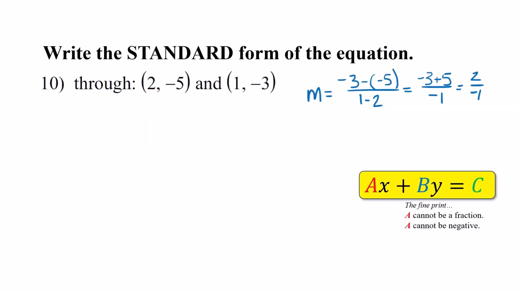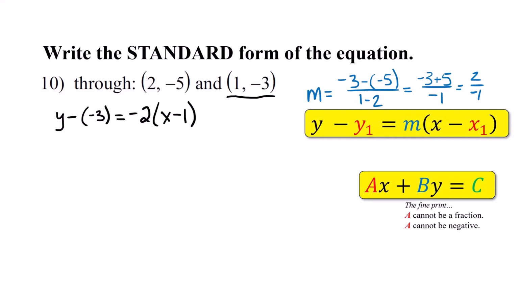Here's my calculation for the slope. It's going to be negative 2. 2 divided by negative 1 will be negative 2. I'm going to use this point because why not? They're both equally bad. Might as well use that one. I'm putting that point and that slope into the point slope formula.